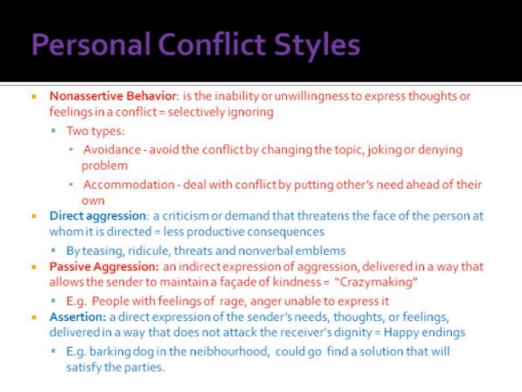Direct aggression is a criticism or demand that threatens the face of the person at whom it is directed. For example, by teasing. Passive aggression is an indirect expression of aggression, delivered in a way that allows the sender to maintain a facade of kindness. For example, people with feelings of rage or anger unable to express it. Assertion is a direct expression of a sender's needs, thoughts, or feelings, delivered in a way that does not attack the receiver's dignity.